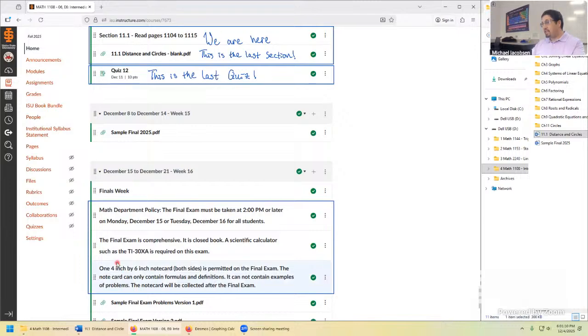So I would say a good idea for preparing for the final exam is work out the 4 by 6 inch note card first. Make sure you have information on both sides, and that'd be a good starting point for studying for the final exam. So it's a closed book calculator, it's open note card, and a calculator will be required for the final exam. I'll probably send this information out again as another reminder just through the Canvas inbox system to the course when we come back next week. And when we come back next week, it'll be just reviewing the sample final exam here.